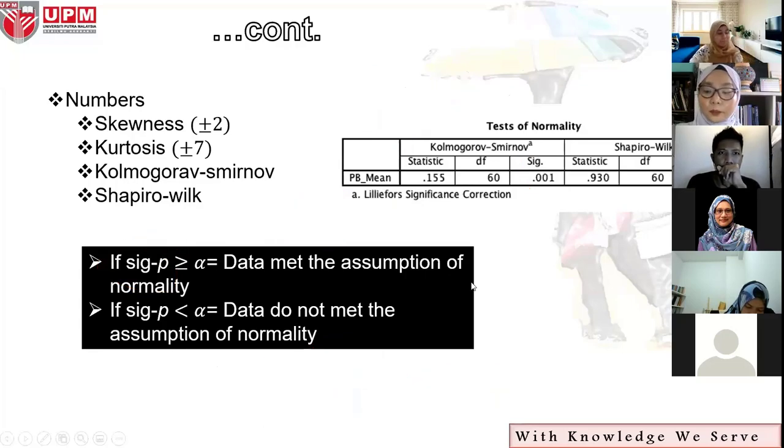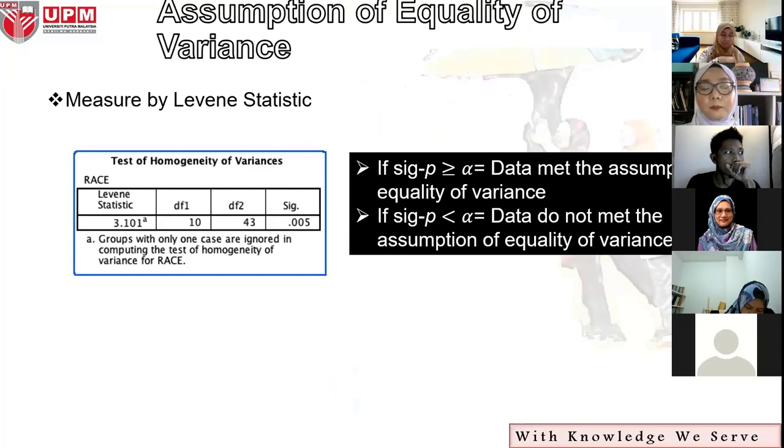This one, no problem. If you have any problem, please let me know. Next one is the assumption of equality of variance, which we use when we want to check for comparison, any comparison between levels, within one group, within two groups. The statistic that we use is the Levene test, or Levene statistic. We test homogeneity of variance by using the Levene statistic.